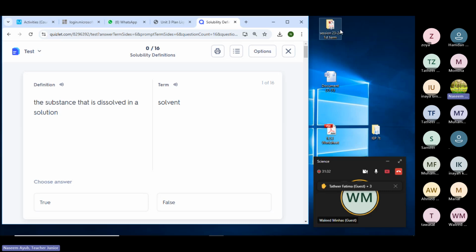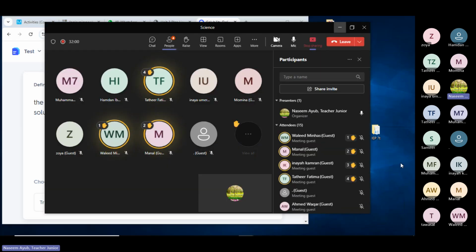Okay, so I will ask Manal. Yes, Manal, please unmute yourself. Ma'am, this is false. The substance that is dissolved in a solution. Manal is saying it's false. Manal, can you correct it, beta? The substance dissolved in a solution is called solute. Okay. Waleed, what are you saying now? Is she right? A substance that is dissolved in a solution is called solute, not solvent. Okay? So, yes, she is right. It's solute. This was false.